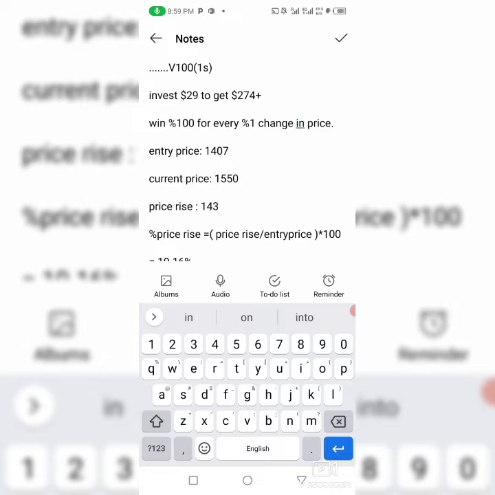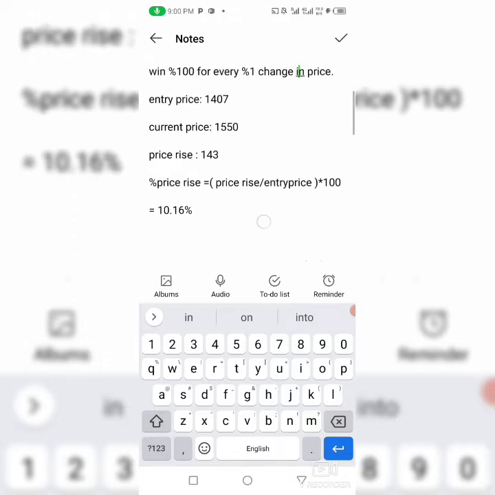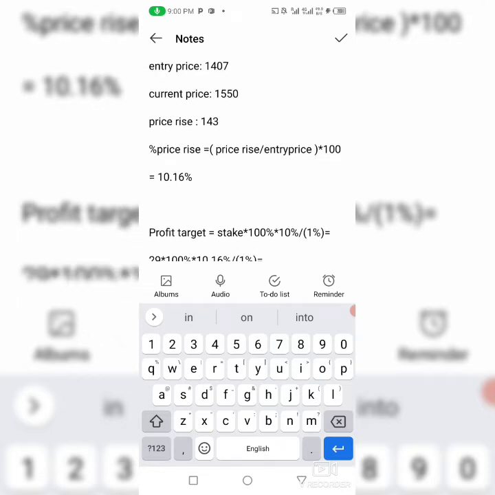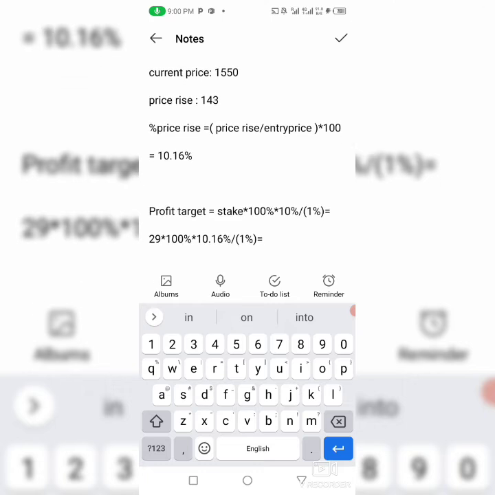So assuming the entry price of V100 is 1,407, and then the current price rises to 1,550, the price rise is 143, which is the difference between 1,550 and 1,407. Then the percentage price rise is price rise over entry price, times 100 over 1, and that will give you 10.16%.